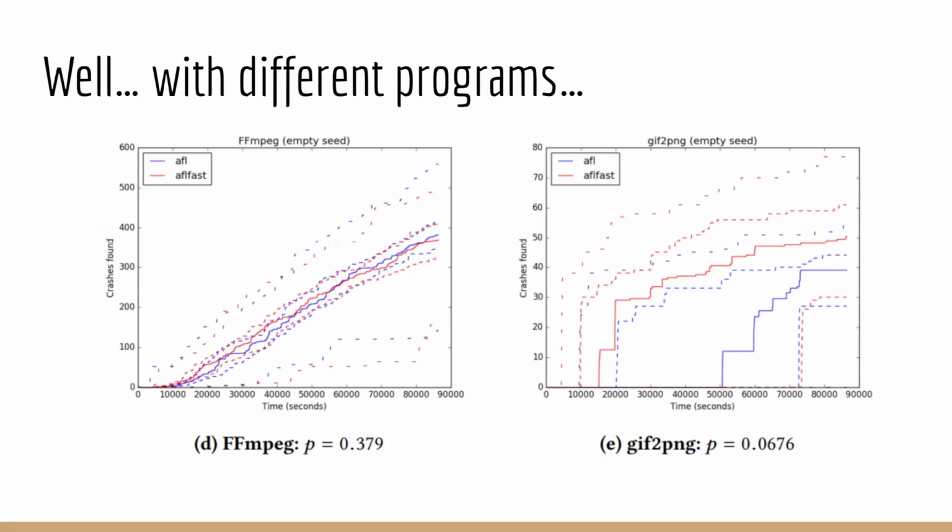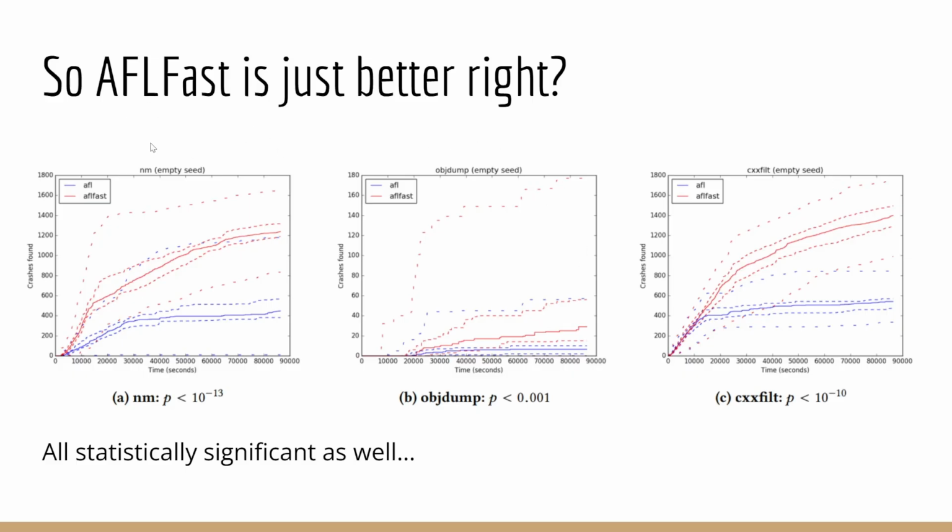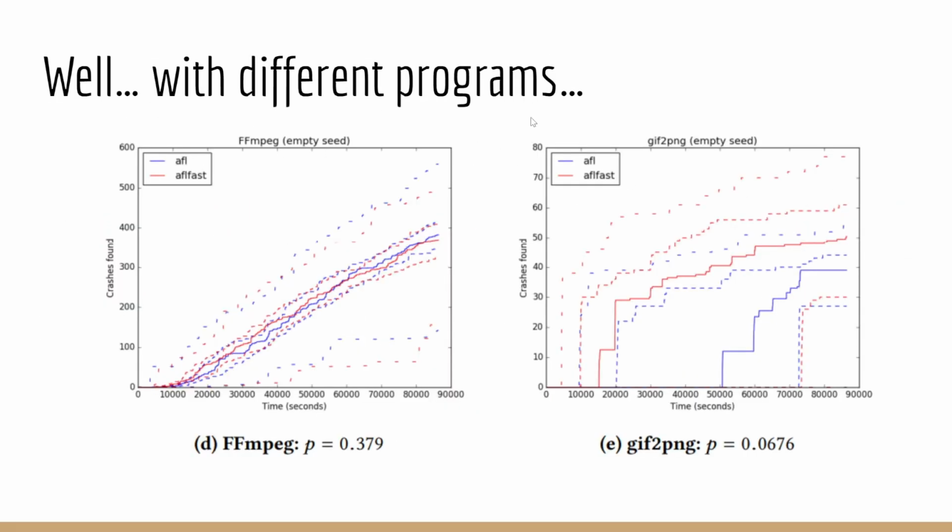However, if you test AFL fast with different sets of programs like FFmpeg, gif2png, you can read more in the paper on why AFL fast did not perform as well compared to AFL on these programs if you want more details. But you can see that these are no longer statistically significant results, and you can't really conclude AFL fast is just generally faster than AFL. So you could maybe conclude AFL fast is better for these targets, but you cannot generally conclude, because for these programs there's no statistical significance.